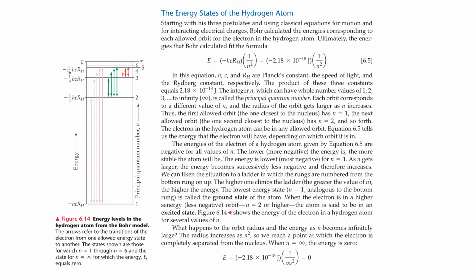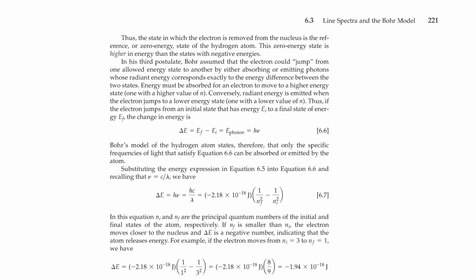What happens to the orbit radius when n becomes infinitely large? The radius increases as n squared, so we reach a point at which the electron is completely separated from the nucleus. When n equals infinity, the energy is 0. Thus, the state in which the electron is removed from the nucleus is the reference, or zero energy, state of the hydrogen atom. This zero energy state is higher in energy than the states with negative energies.